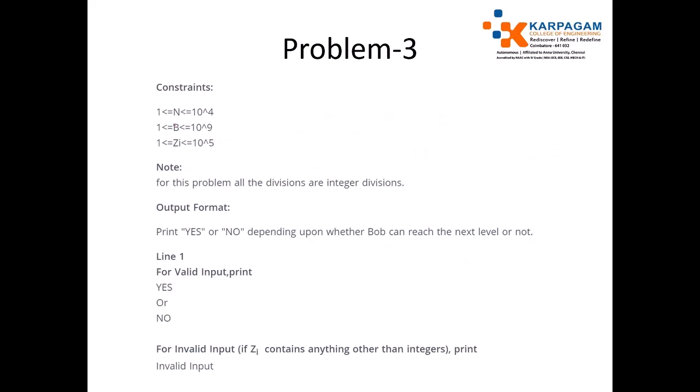Here the constraints are: n ranges from 1 to 10 to the power 4, B ranges from 1 to 10 to the power 9, and z suffix i ranges from 1 to 10 to the power 5. For the output format, print yes or no depending upon whether Bob can reach the next level or not.